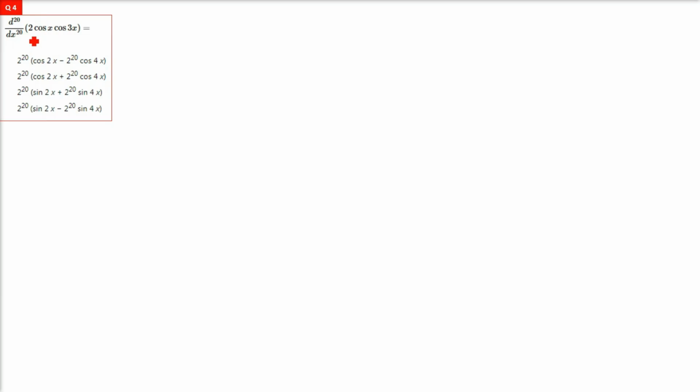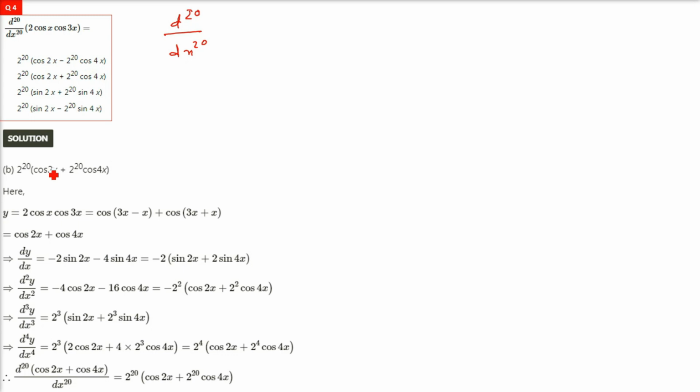Okay, if you want to do this kind of question directly, it's d20y by dx20. So you have to differentiate it 20 times. Well, that won't be possible for us to do. It is possible, nothing is impossible, but there has to be some trick. What is the trick here? The trigonometric identity will come handy in this.